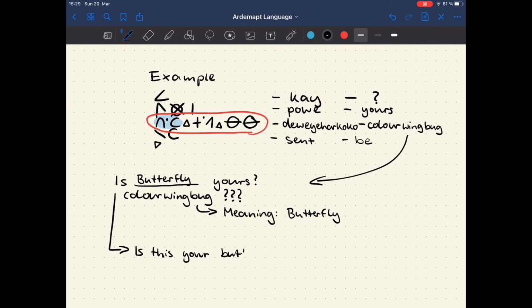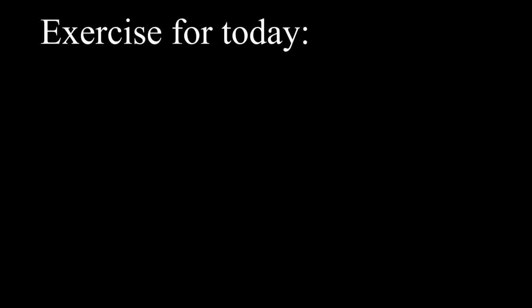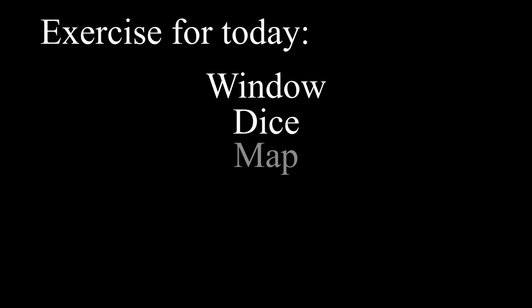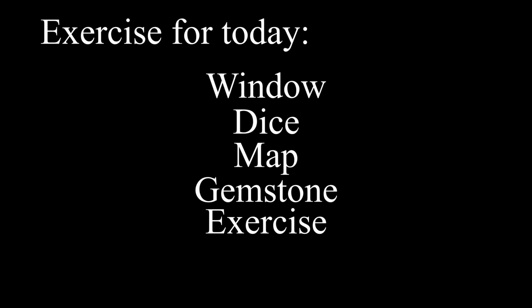That was it also with the example. I hope this made compounding a little easier to understand. If you want, try out writing some sentences of your own. The exercise for today is find compound words for the following English words: window, dice, map, gemstone, and exercise.